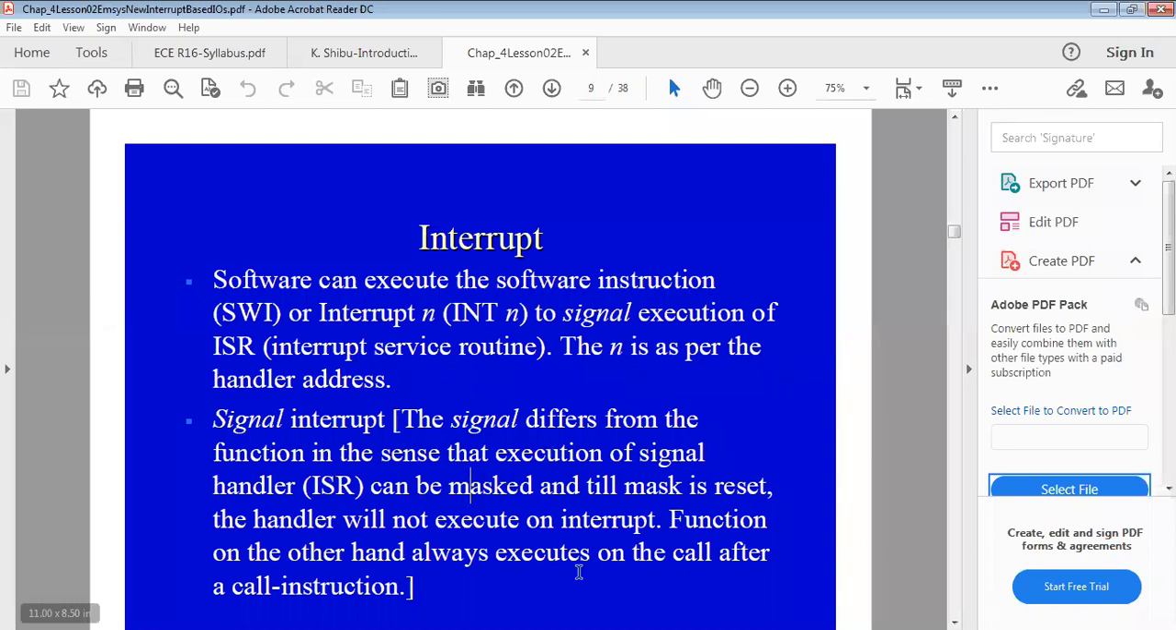The function, on the other hand, always executes on the call instruction, and there are two types, conditional and unconditional. The call instruction is intentionally calling a subroutine function.